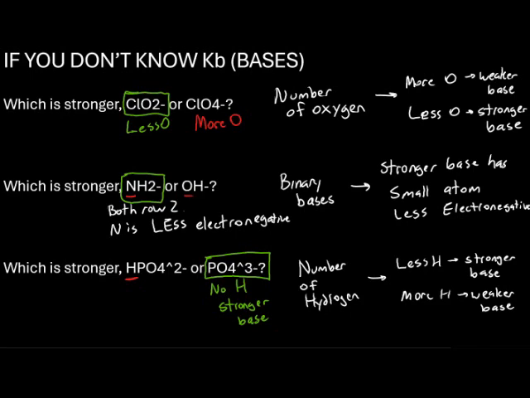So even if we don't have Ka and Kb values, we can still sometimes make comparisons between similar acids or similar bases based on the number of hydrogen, the number of oxygen, and what the central atom is, and how electronegative the central atom is.